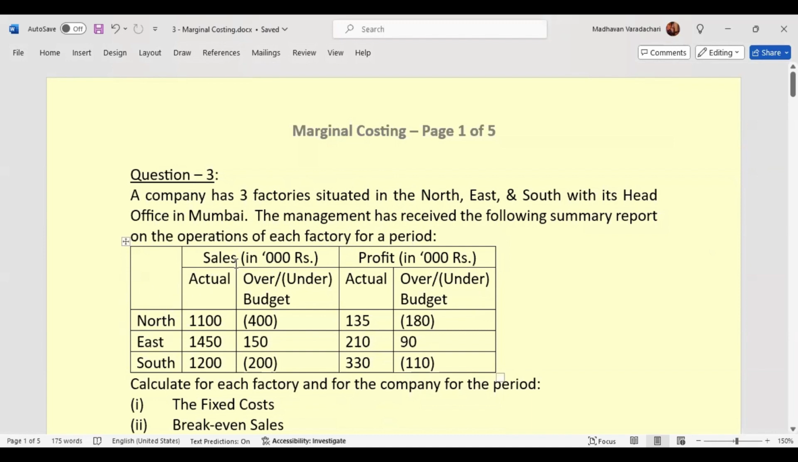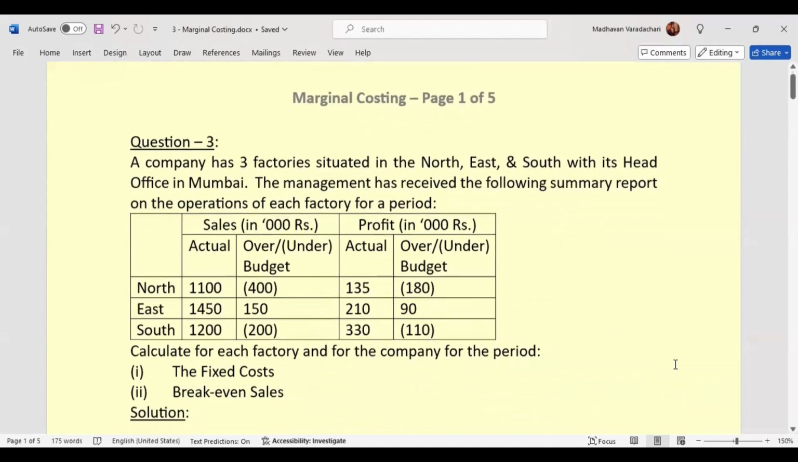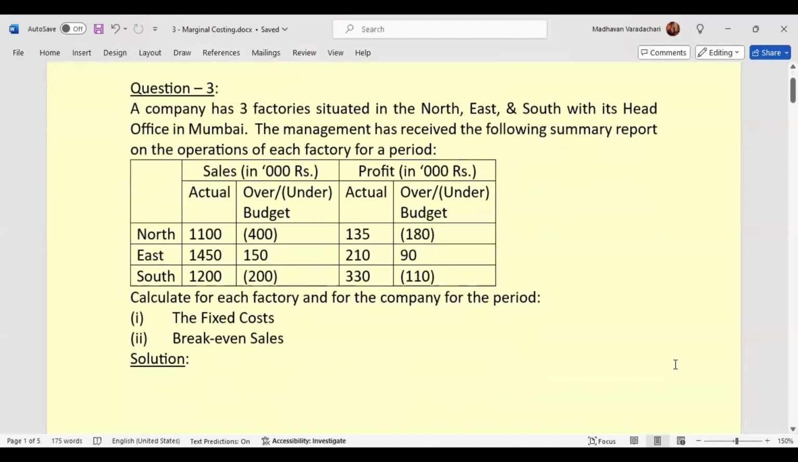So here they had given us sales actual and what was budgeted. They didn't give us what was budgeted, but instead they gave how much is over budgeted and how much is under budgeted. Whatever is inside brackets is under budgeted. And for profit, they gave us the same thing, actual and over or under budget, for all the 3 regions, north, east, south. Calculate for each factory and for the company for the period, the fixed cost and the break-even sales.